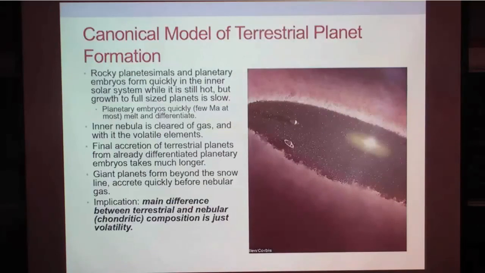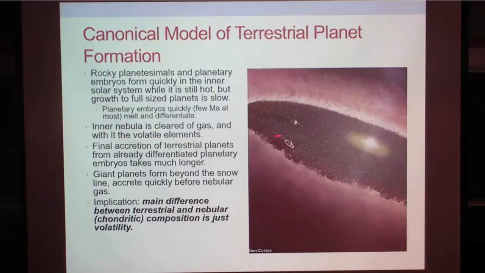Okay, so the canonical model of terrestrial planet formation is basically this. Rocky planets and planetary embryos form quickly in the inner solar system while it's still hot, maybe within a few million years at most of the beginning of the solar system. And they quickly differentiate, as I've mentioned before, within a few million years into metal cores and silicate mantles.